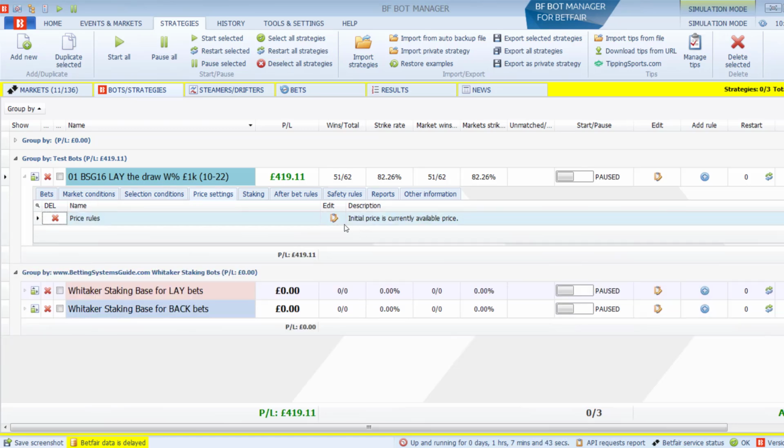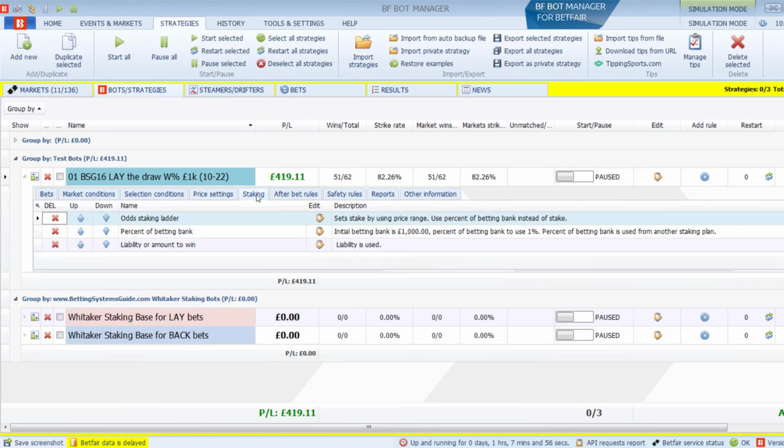For price settings, it's going to lay the currently available price. For lay betting, that means the first pink price on Betfair, not the blue price, but the pink price. And for staking, I'm using Whitaker Staking.